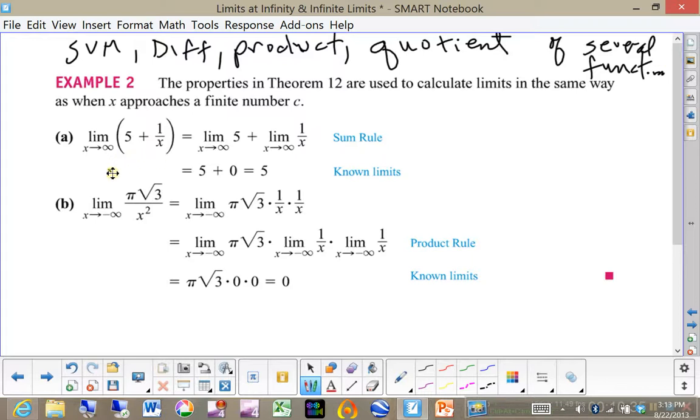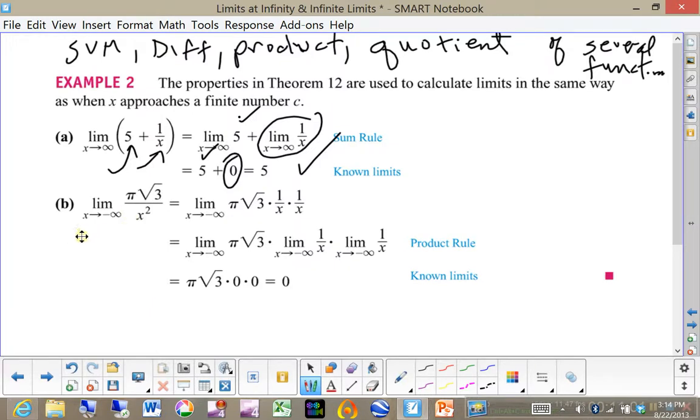So let's look. If you want to find the limit of the function 5 plus 1 over x, which is the sum of two functions, you just add up the individual limits. Obviously the limit of 5 as x approaches infinity is going to be 5. The limit of 1 over x as x approaches infinity is 0, so you add those two up and you get 5. Pretty simple.